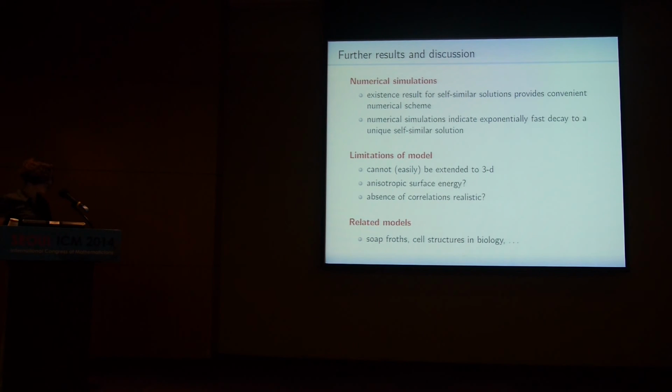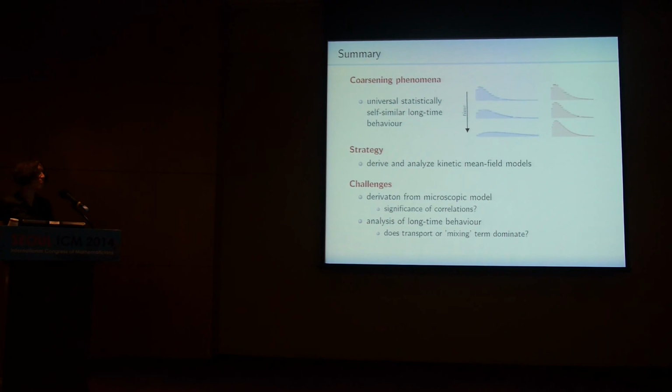So I think it's interesting to develop further the mathematical methods for this type of problems, because there are similar looking models in other applications. Closely related are soap froth, but also there are models for cell structures in mathematical biology. So it would be interesting to develop further methods. Okay, so then I can sum up. We were interested in understanding the universal statistical self-similar behavior in some coarsening systems. We discussed Ostwald ripening and grain growth.